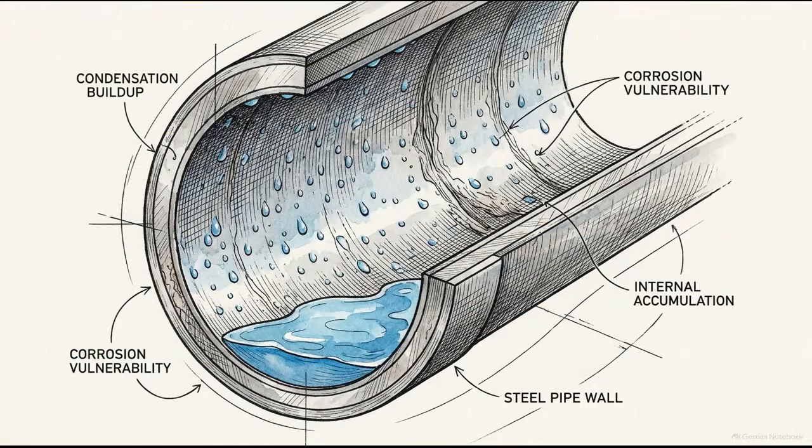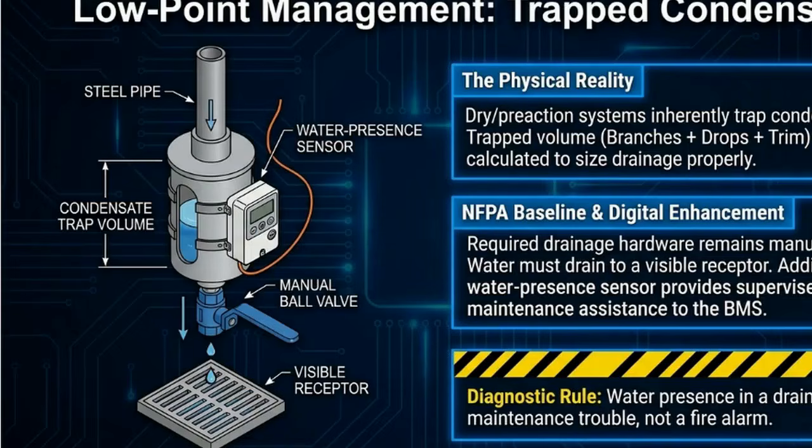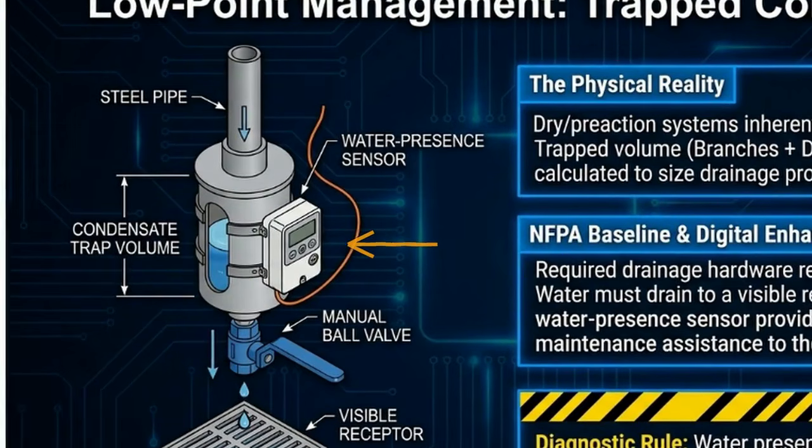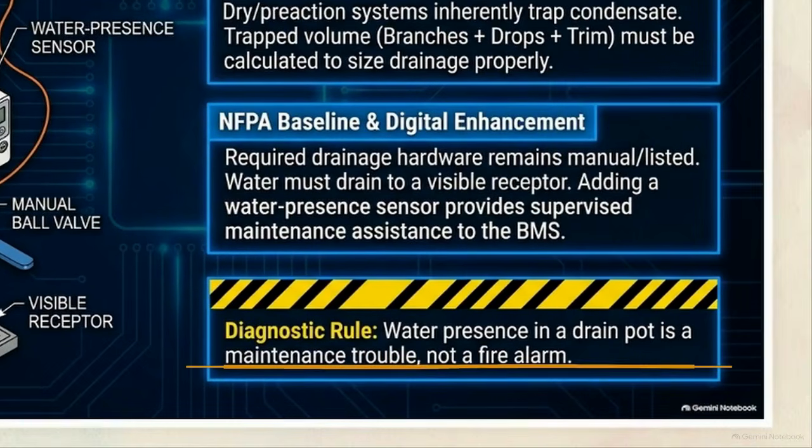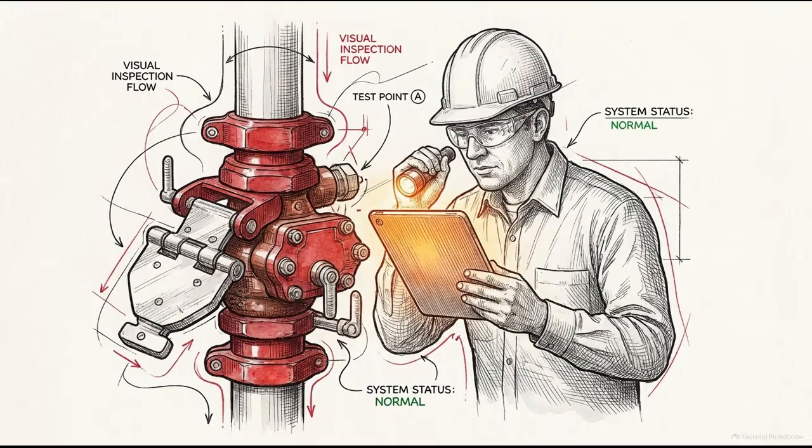We must also manage inherent physical vulnerabilities of dry piping, specifically the accumulation of trapped water. Low-point management is required to collect and drain the condensate that naturally forms within pre-action branches. By utilizing a water presence sensor in the drain pot, the system provides a maintenance trouble signal to the facility team without triggering a false fire alarm. Every safeguard must be proven through rigorous testing and commissioning.